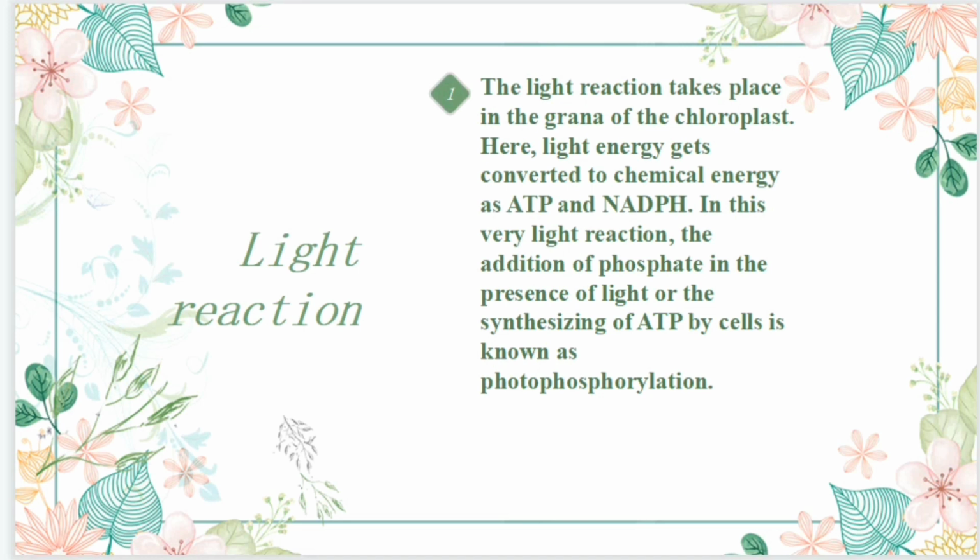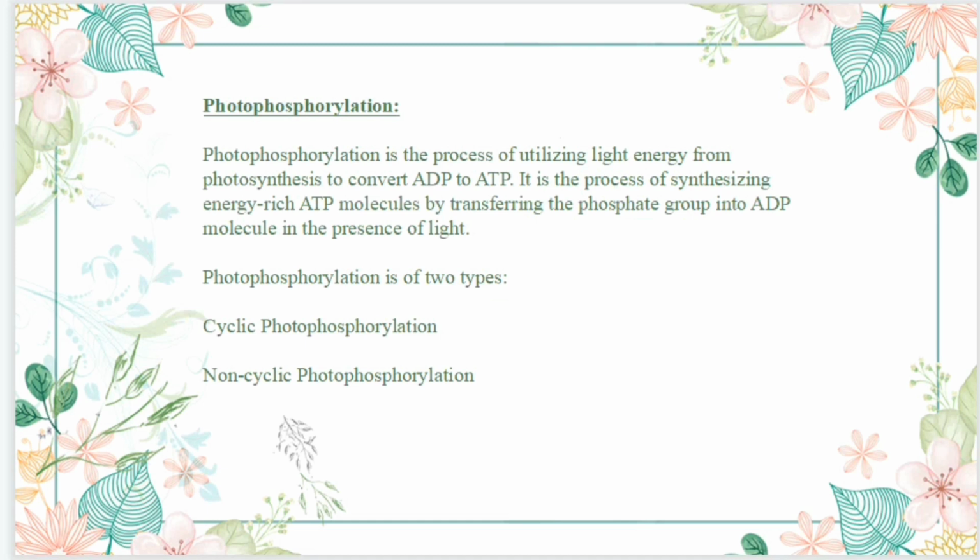In this light reaction, the addition of phosphate in the presence of light, or synthesizing of ATP by cells, is known as photophosphorylation. Photophosphorylation is the process of utilizing light energy from photosynthesis to convert ADP to ATP. In this process, energy-rich ATP molecules are synthesized by transferring a phosphate group to ADP molecules in the presence of light energy.